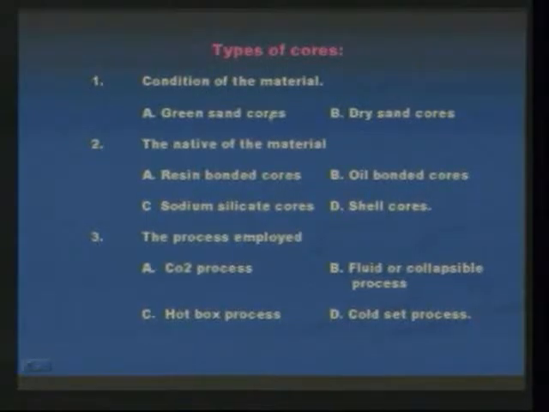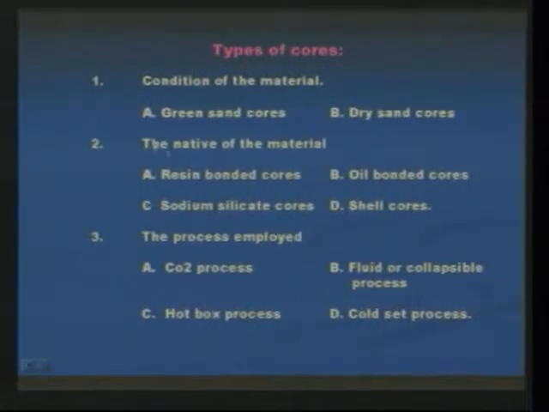The first one is the condition of the material we will consider. Depending upon the condition of material, they are classified as green sand cores and dry sand cores. In the green sand core, the sand we are using is naturally available sand, and we mix it with water and form the core. In the dry sand core, after preparing the core, we heat it to temperatures like 200 to 300 degrees centigrade. So that is named a dry sand core.